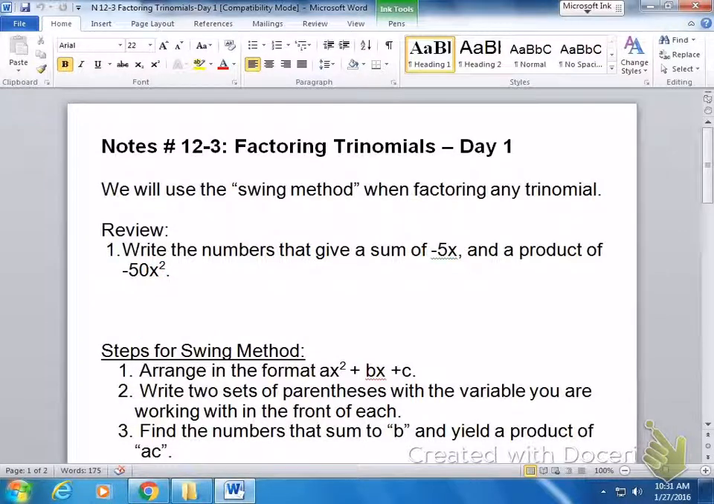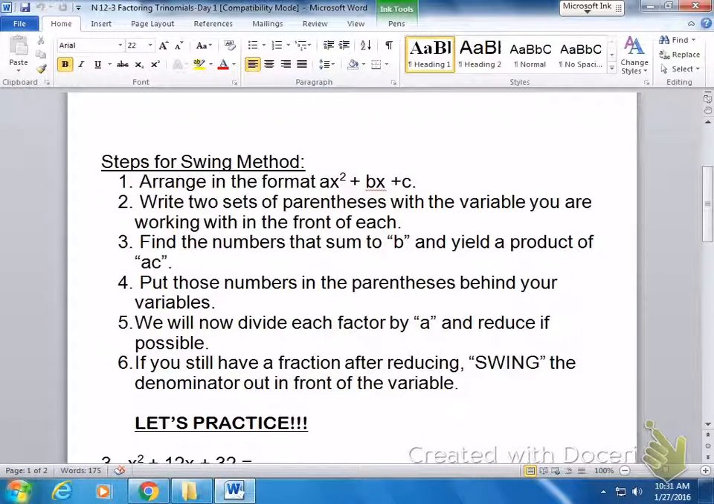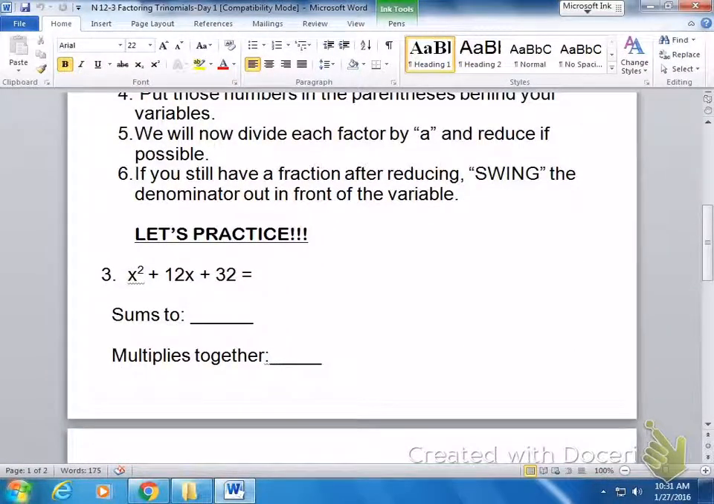Now, we've got a lot of steps here for the swing method. There's 6, and you have to follow each one. I'm not going to read them out to you at the moment. I'm going to work on the next example as we read through them. So as I go, kind of look back up at your steps for the swing method.